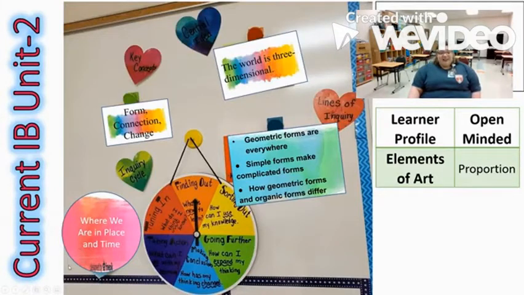We're finally in Unit 2, current IB Unit 2, where we are in place and time. Our central idea: the world is three-dimensional. Our learner profile for this unit is open-minded, and this time our element of art is proportion.